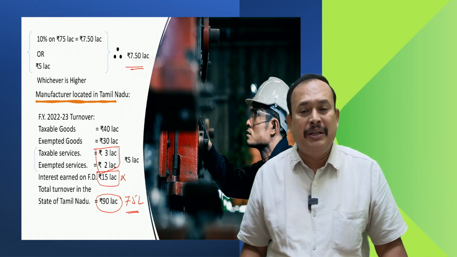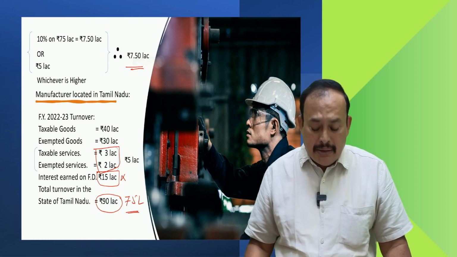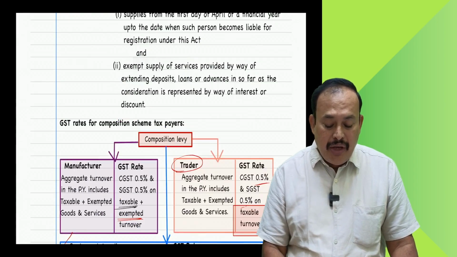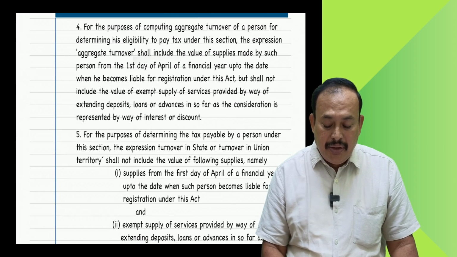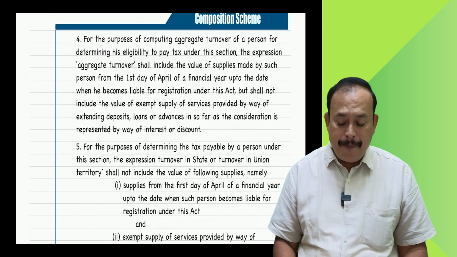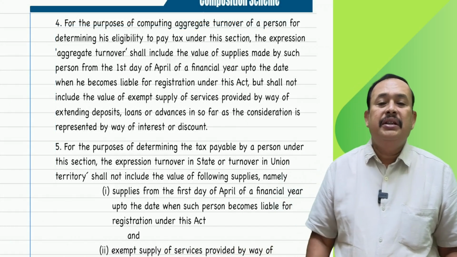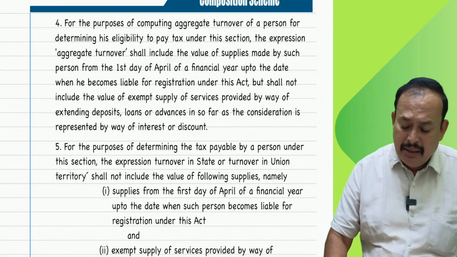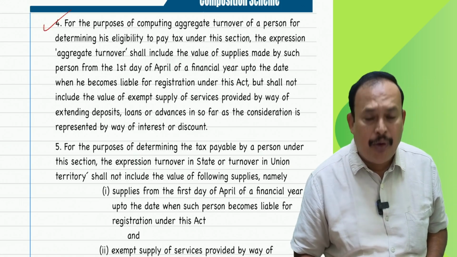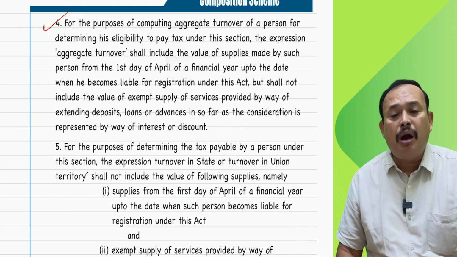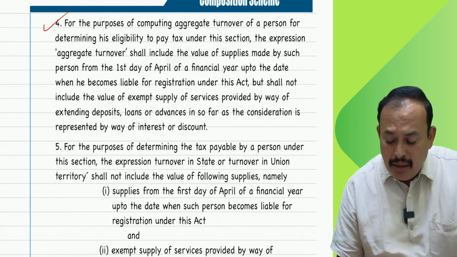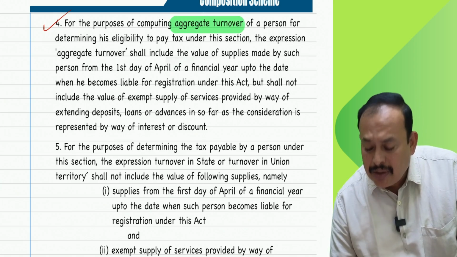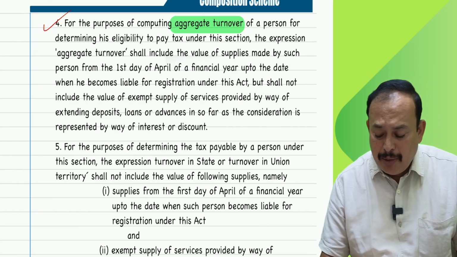Further referring to you, my dear friends. Sir, there is a concept here. We have a concept. When you refer to the composition scheme, the given case, for the purpose of computing aggregate turnover, I'm referring to point number 4. For the purpose of computing what? Aggregate turnover. Aggregate turnover for what purpose?